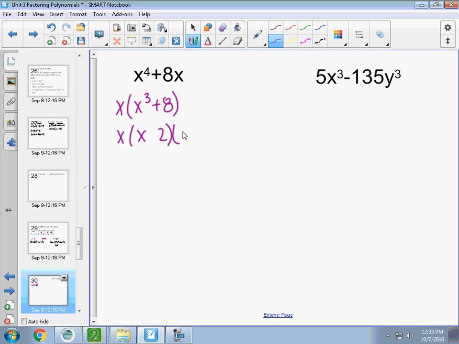The front squared would be x to the second power. Front times the back is 2x. And the back squared would be 4. Go back and do my signs. Same, opposite, always positive.